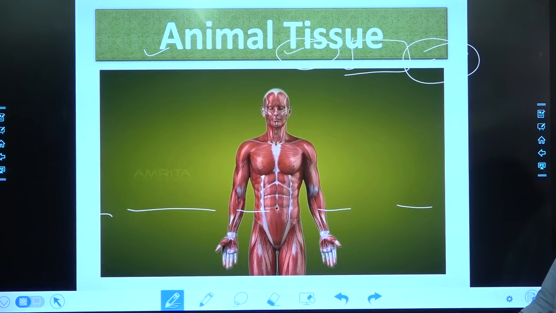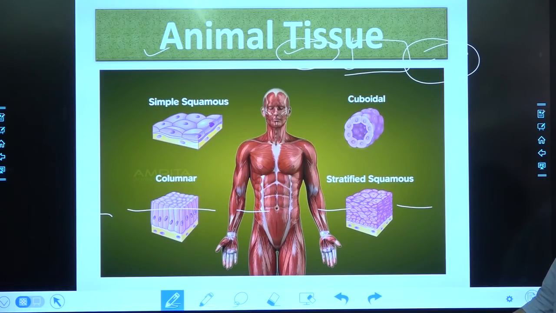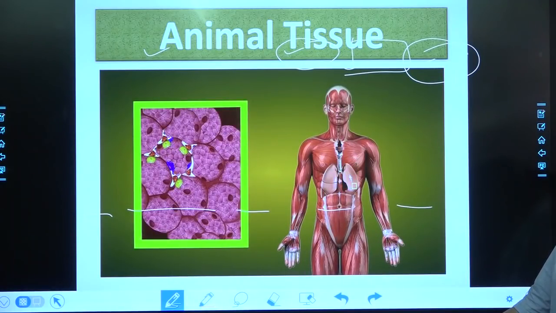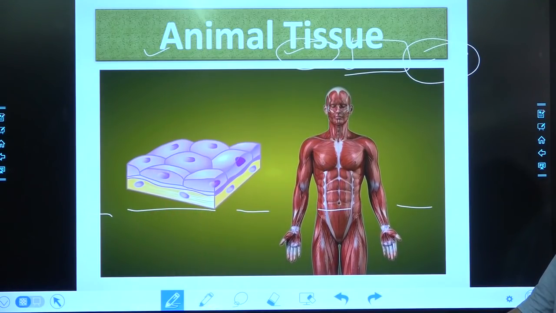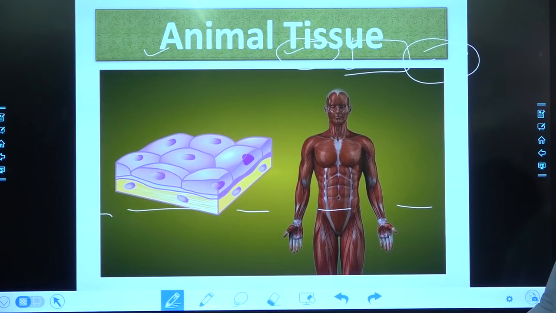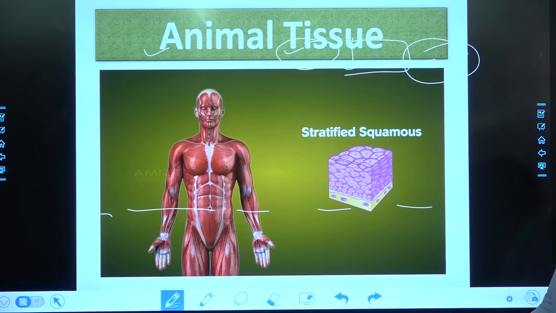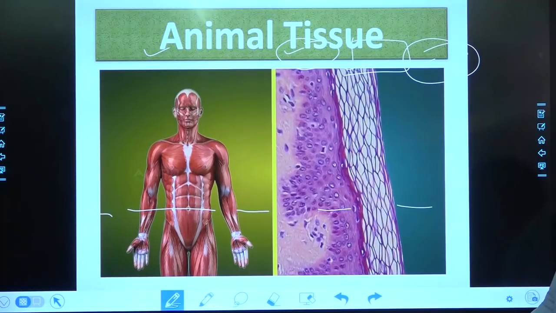Epithelial tissue is subdivided into simple squamous, stratified squamous, columnar and cuboidal epithelium based on the shape and function of their cells. The simple squamous epithelium is found in the lining of the alveoli and allows transport of small molecules across the membrane. It is extremely thin, flat and single layered. The stratified squamous epithelium protects areas subject to abrasion and is found in the skin. It is multi-layered.